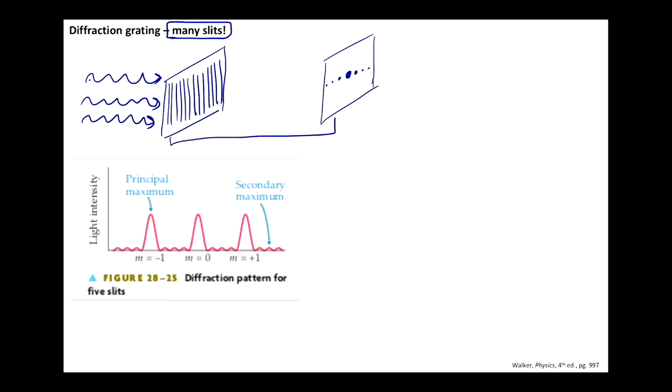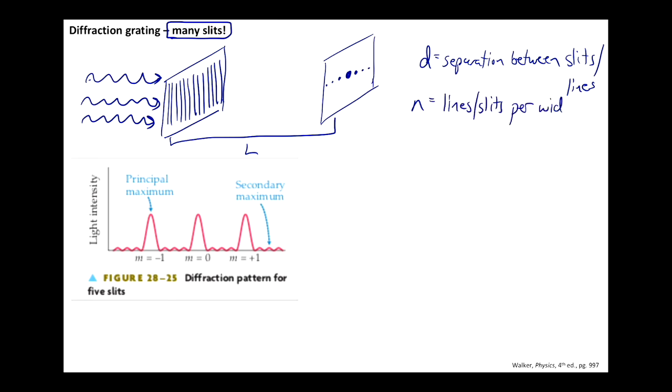We're going to describe this again as the distance L. And I need to add a few different things here. We're going to let little d equal the separation between slits. Often lines are used interchangeably here because these slits are often fashioned as long lines that go all the way across the diffraction grating. We're going to let little n be the number of lines or slits per width, which means I can describe a couple of equations that relate these two things together. So d is equal to 1 over n, which is equal to the width of the diffraction grating divided by the total number of lines.